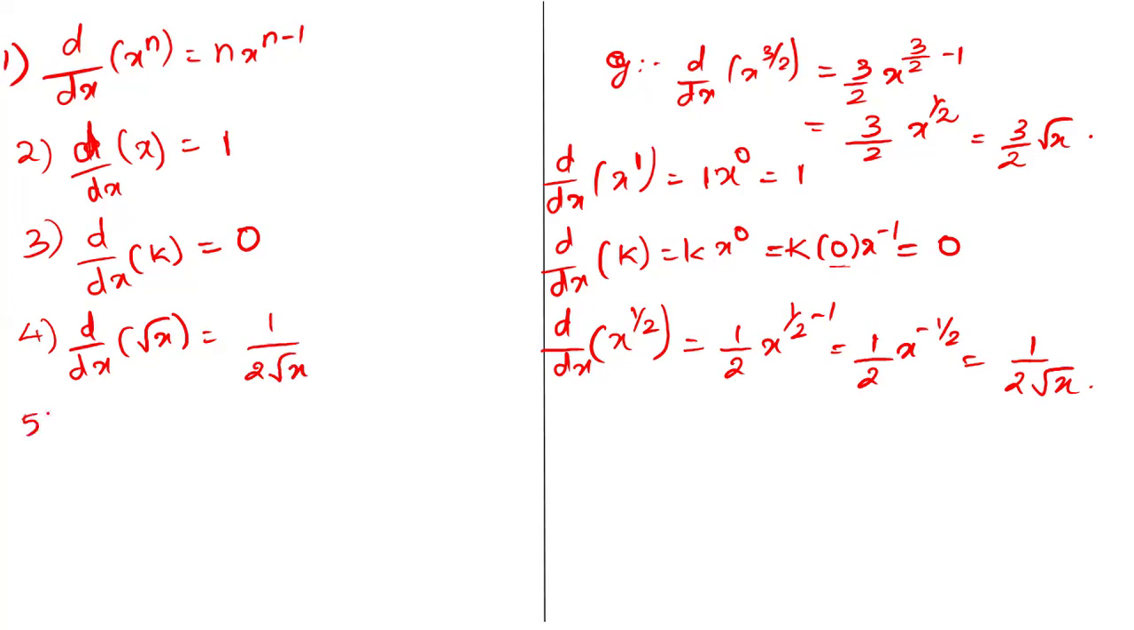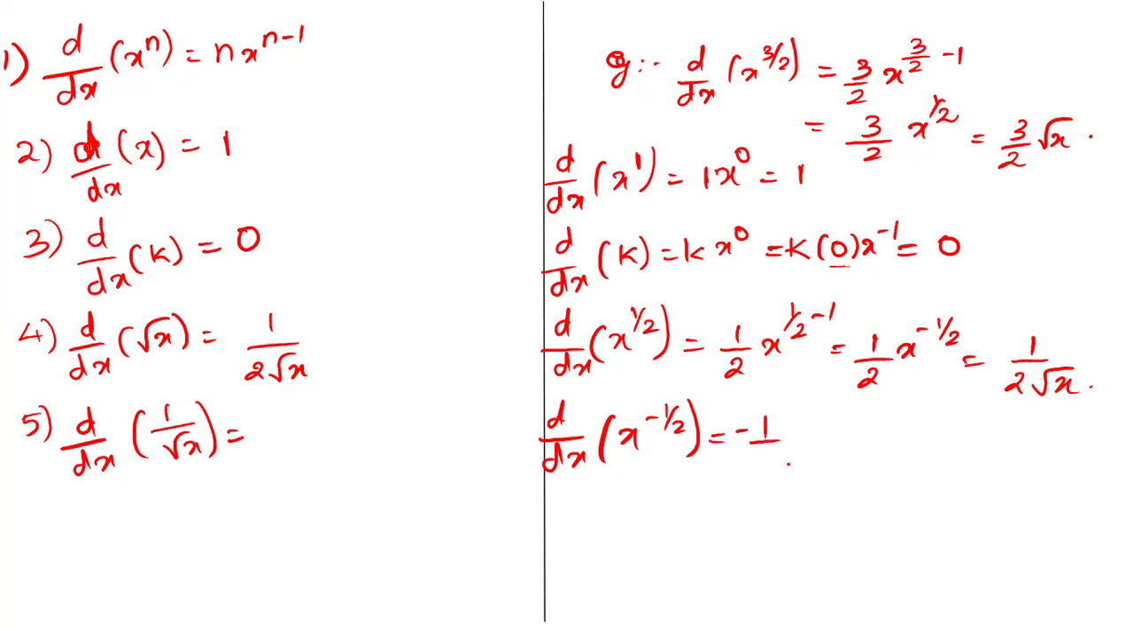If your question is like this, 1 by root x, what will you do? Again, we'll move here. Differentiation of d by dx of x power minus 1 by 2. Same concept. Bring minus 1 by 2 to the front. So minus 1 by 2 x power minus 1 by 2 minus 1, which will be minus 3 by 2, which can be written as minus 1 by 2 x power 3 by 2.